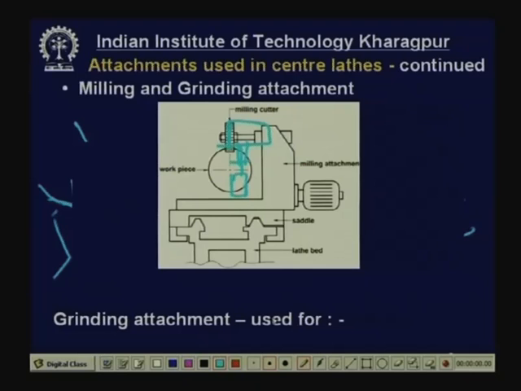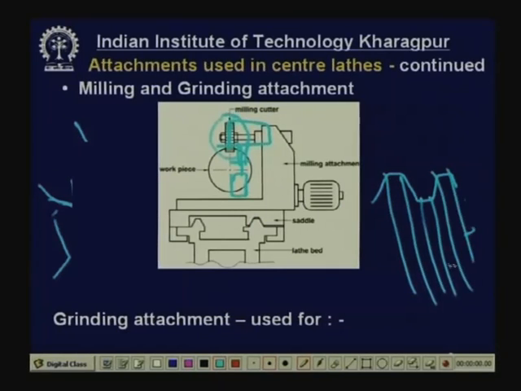Grinding attachment. Now, mind that this cutter can be a form cutter. Just like I told you that it can produce gear teeth, it can produce threads also. Say in a lead screw, a thread has to be produced. These grooves have to be cut. So, this can be cut by this attachment, and this is called long thread milling.